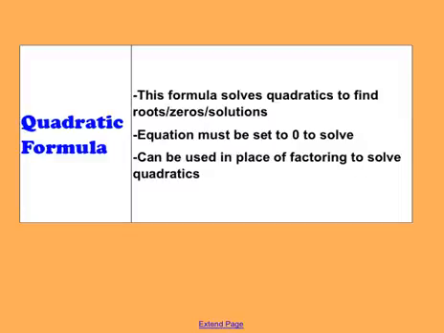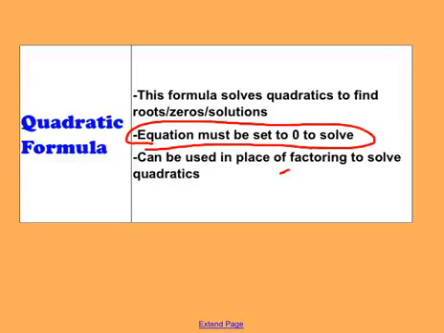So, the quadratic formula. This formula solves quadratics to find roots, zeros, solutions. Equations must be set to 0 to solve. There are going to be some that we don't have set to 0, and you have to set it equal to 0 to solve it. Remember all that factoring we did? If it's an easy one, we want to factor it and do the zero product property. But if it's a difficult one and you can't find solutions, you can still do the quadratic formula. And all those ones that couldn't factor before, we now have the quadratic formula to solve.